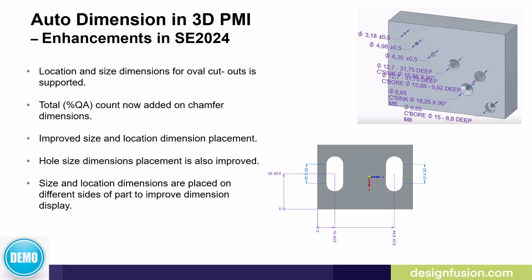Additional enhancements include the ability to auto-dimension the location and size dimensions for oval cutouts. As alluded to in the previous slide, the total count is now added on chamfer dimensions. SE 2024 has improved the placement of size and location dimensions. The placement of hole size dimensions has also been improved. Furthermore, size and location dimensions are placed on different sides of the part to improve dimension display. Let's have a quick look at some of these enhancements in Solid Edge 2024.